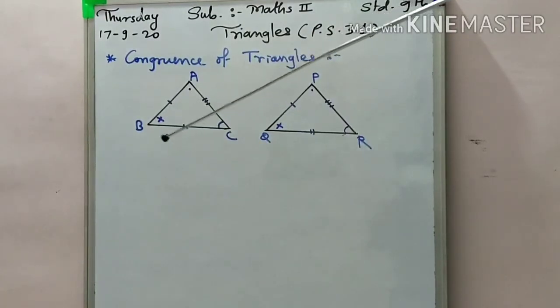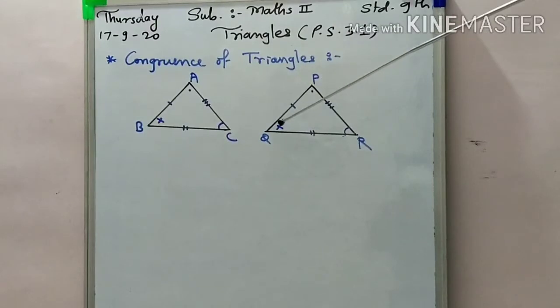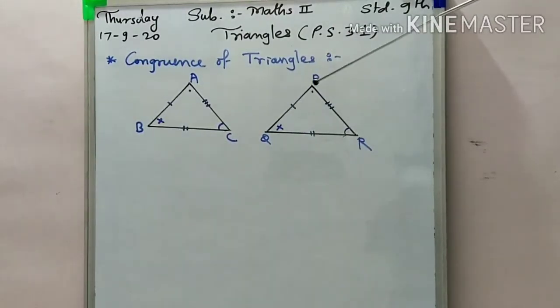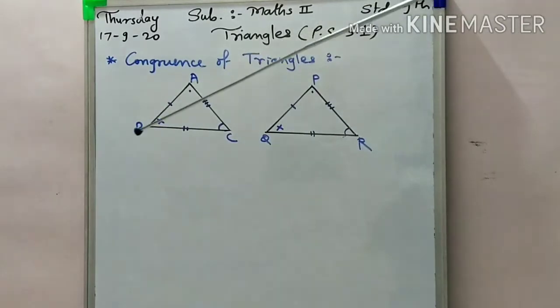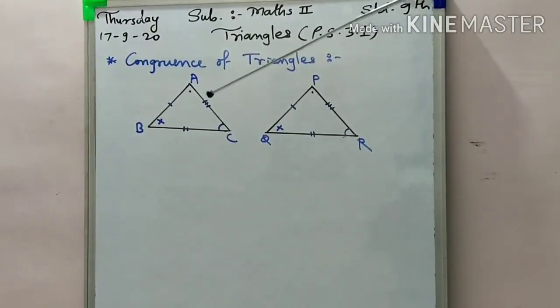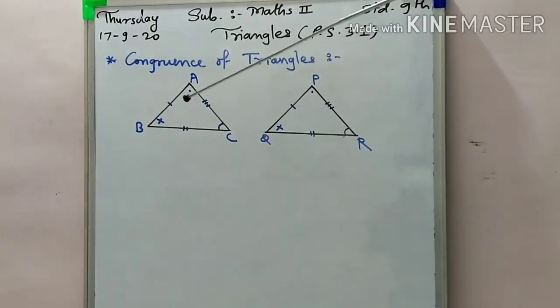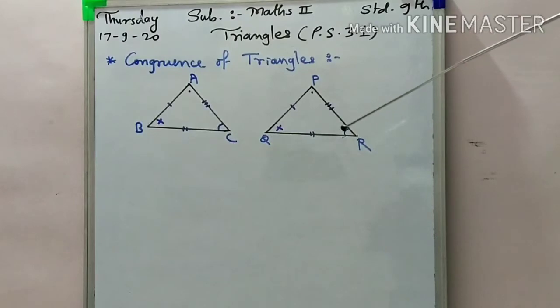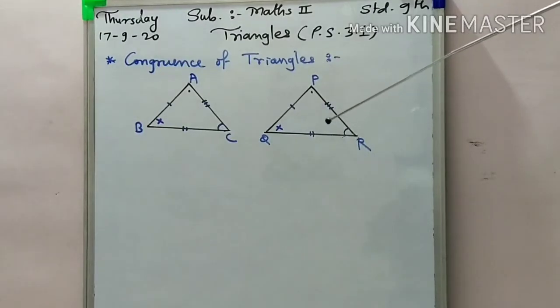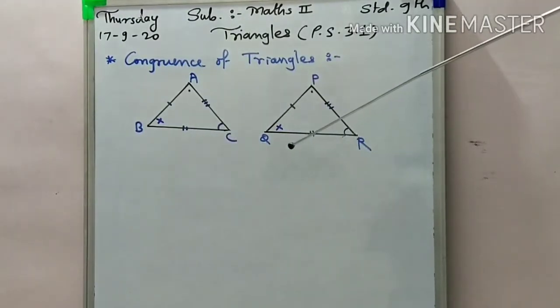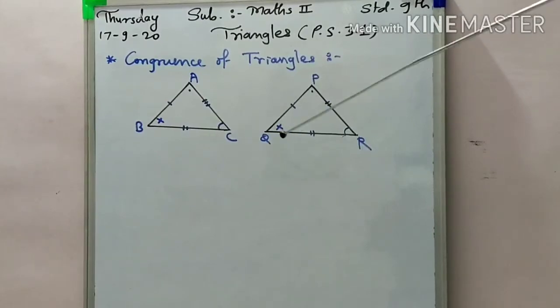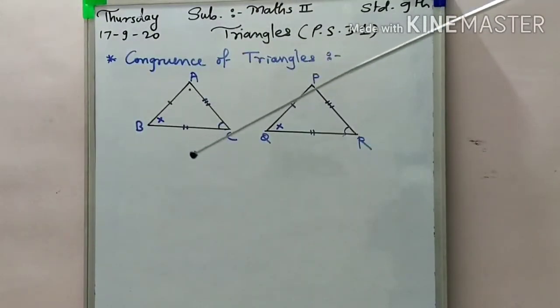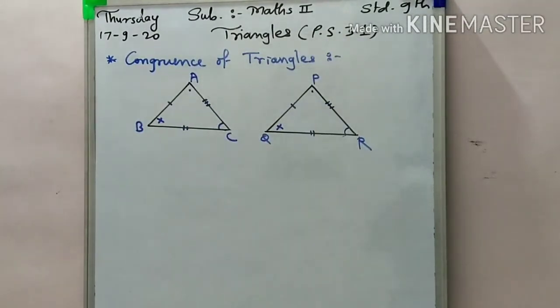So if I take this triangle ABC and place it upon triangle PQR and it fits exactly, what does it mean? The segments of triangle ABC fit with the segments of triangle PQR, and also the angles of triangle ABC fit exactly with the angles of triangle PQR. Then we can say these two triangles, triangle ABC and triangle PQR, are congruent triangles. Getting this? So here we now see the definition of congruent triangles.